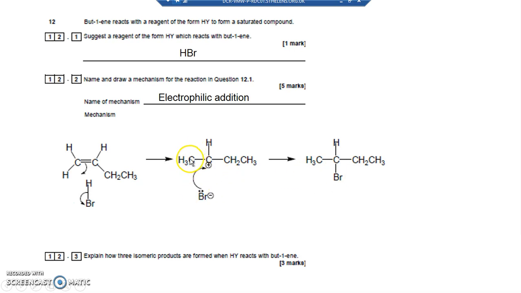It's a minor product, so it will form to some extent, but not as much, because that primary carbonium ion will be less stable than the secondary carbonium ion.